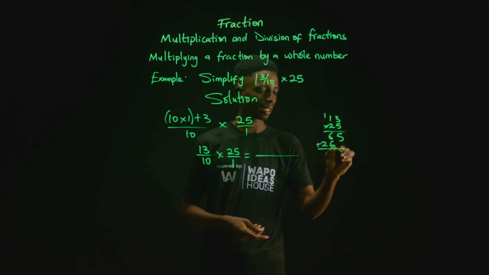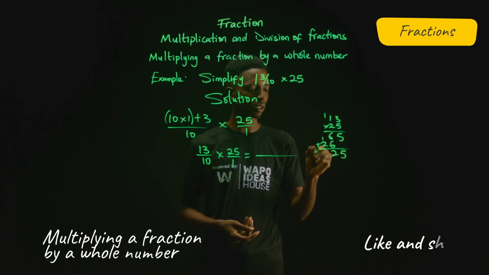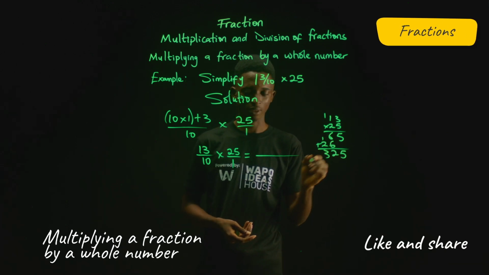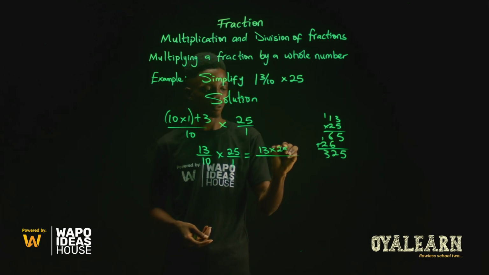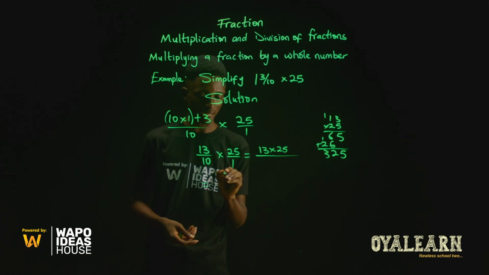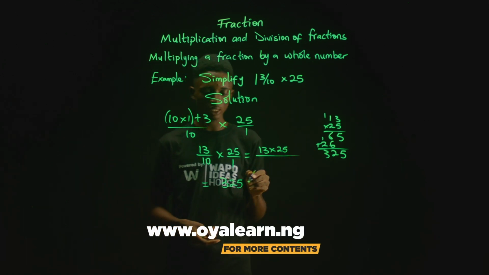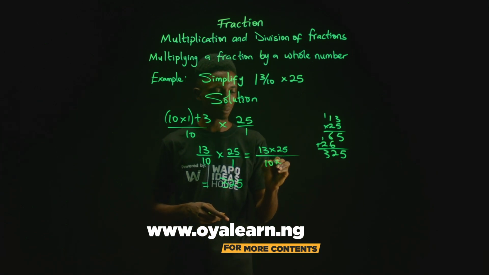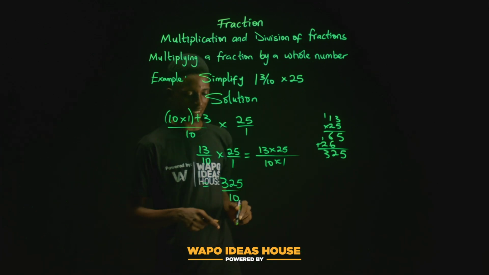Now let's add. And here we have 5. Here we have 12. So 2, carry 1. And then 1 plus 2, we have 3. So when we have 13 multiplied by 25, we would get the answer 325. And then for the denominator, we have 10 multiplied by 1, and 10 multiplied by 1 gives us the answer as 10.